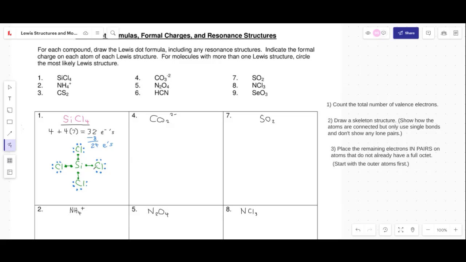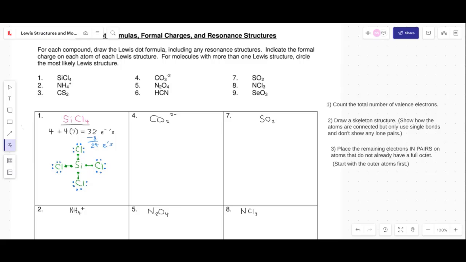Now, keeping in mind that the orange bonds, those shared pairs of electrons, count as 2 for both the chlorine and the silicon. So, tell me what you think. Are the chlorines happy? Do they have 8 electrons around them? What about silicon? Is silicon satisfied? Does it have 8 electrons around it?